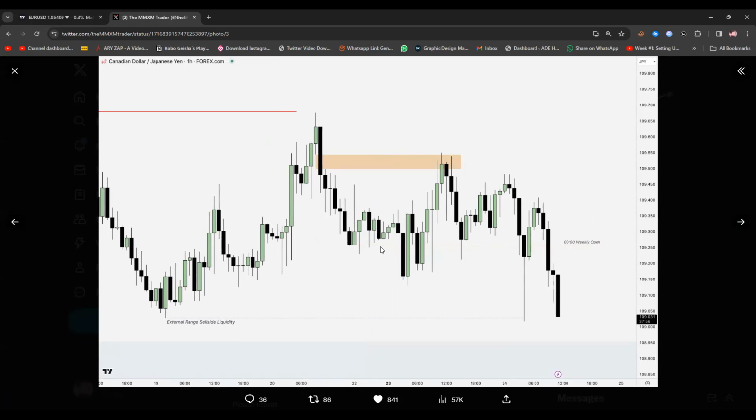Open, high, low, close. Open and high, then it's going for low. He targeted, he entered on the high. So it went for the low and distributed. Okay, bro, that's it.